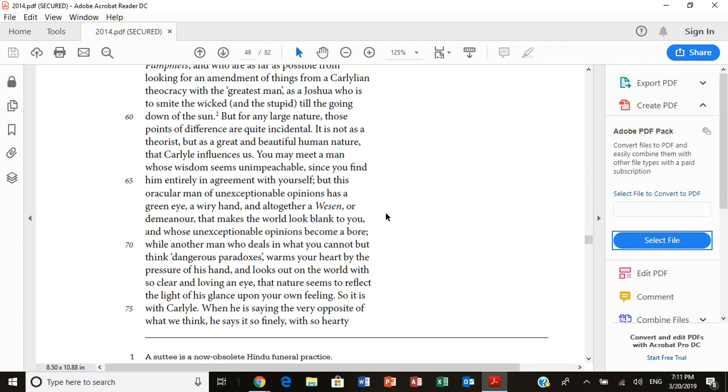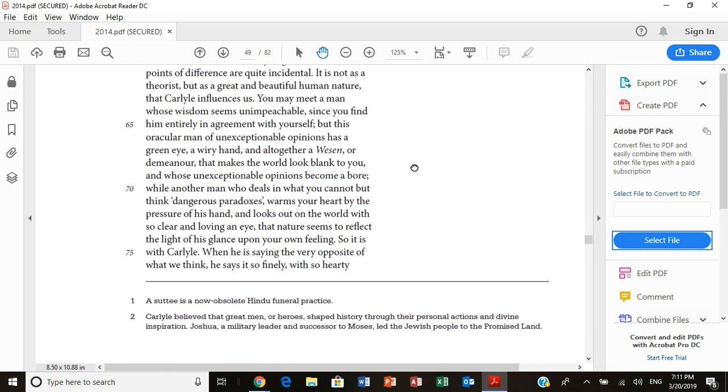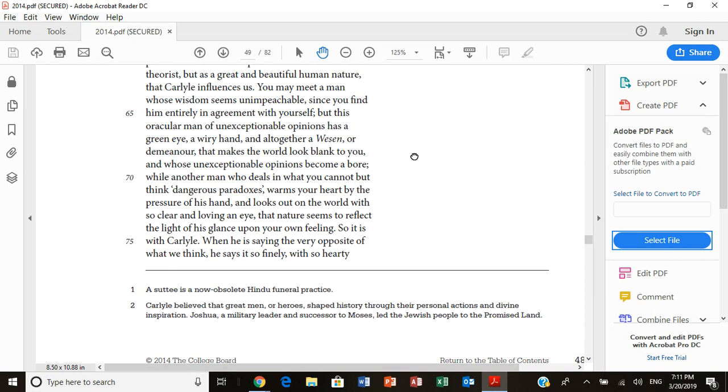We have this in italics. It's a word taken from another language, perhaps. It sounds a bit Germanic, like a wizened man. So as far as I can tell, it's a kind of folkloric reference or demeanor. So this is somebody who's sort of a shadowy figure, maybe something like a Merlin kind of figure, that makes the world look blank to you, and whose unexceptionable opinions become a bore. All right, so even though you agree with this person and you think this person is awesome in some of the opinions that you both share, you find out that behind the guy, there isn't a healthy view of the world.